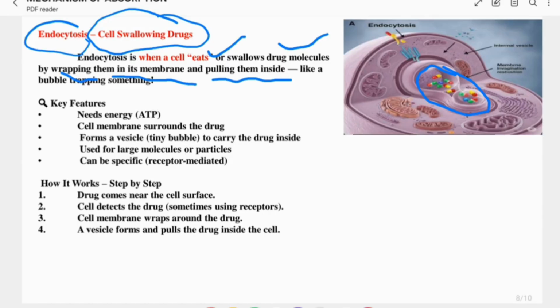So now what are the key features of this type of mechanism? This type of mechanism requires ATP, that is adenosine triphosphate, the energy molecule, which is required for this type of mechanism. Then the cell membrane surrounds the drug. Suppose here is the drug, then it is surrounded by the cell membrane.